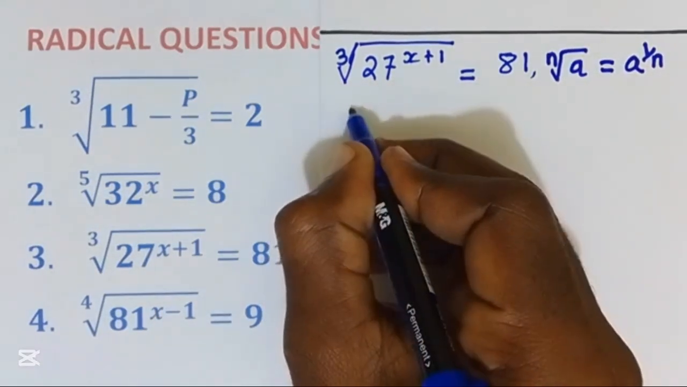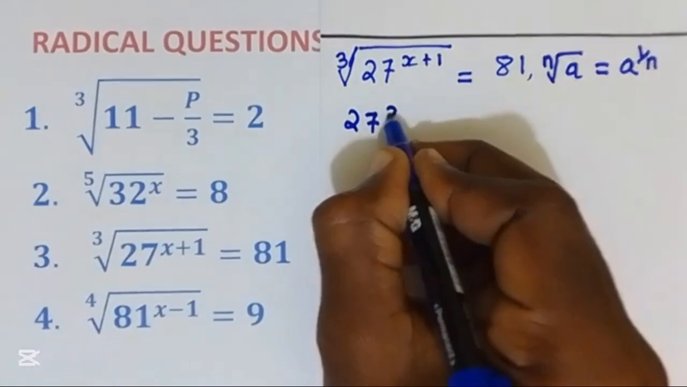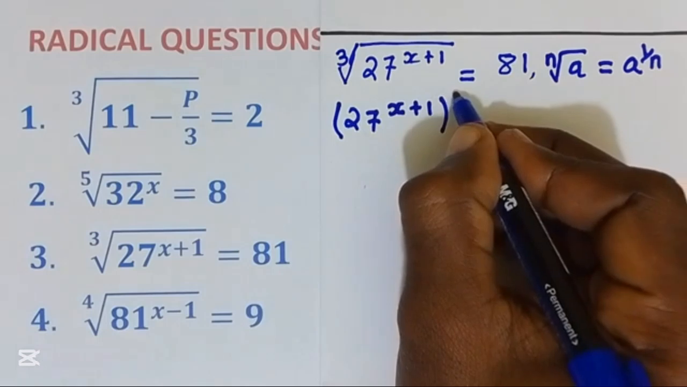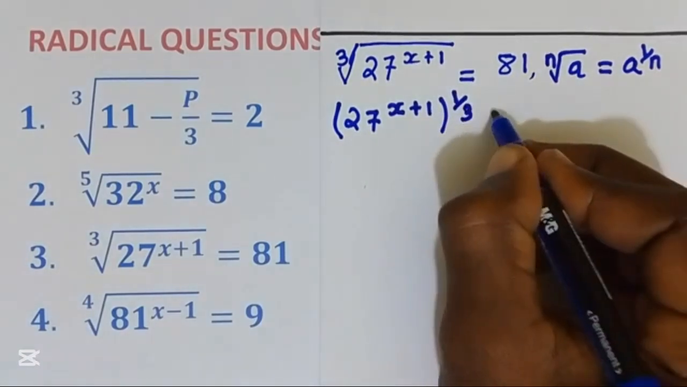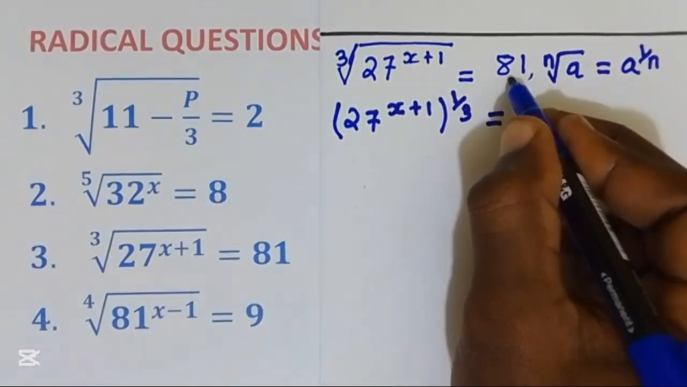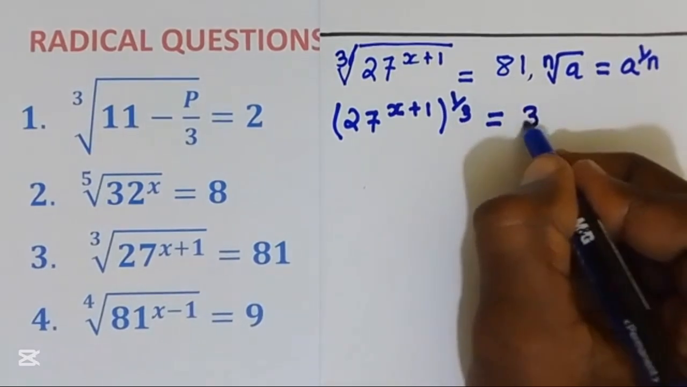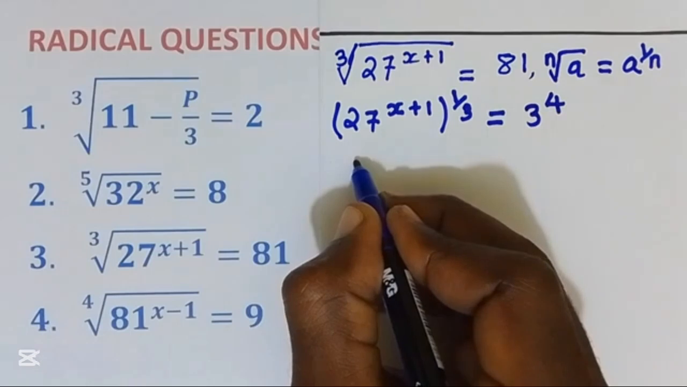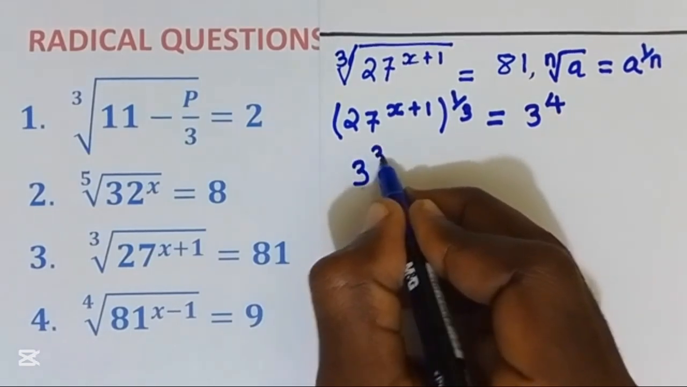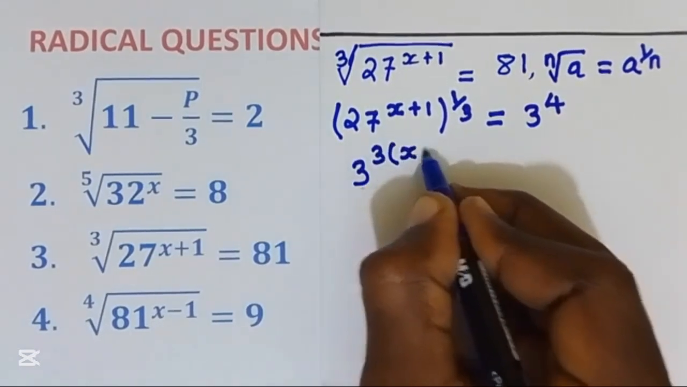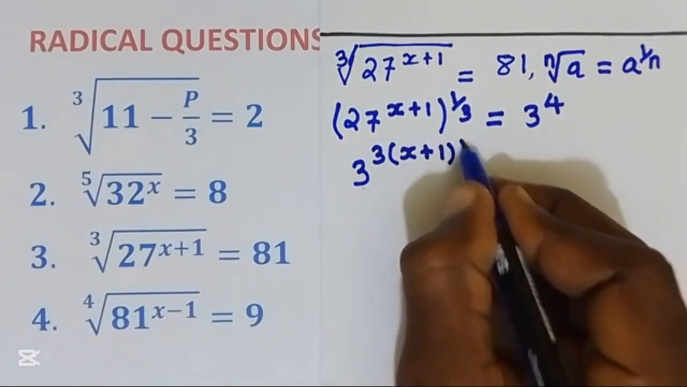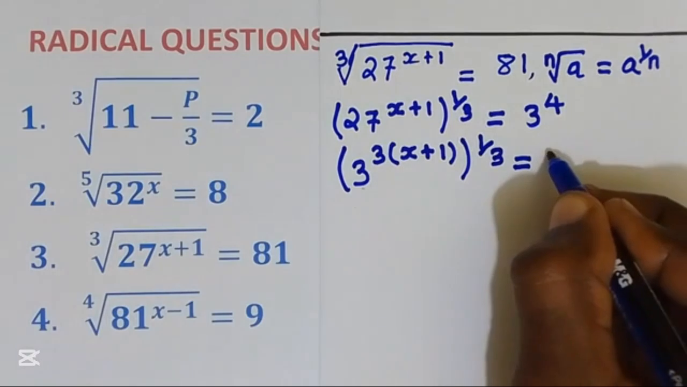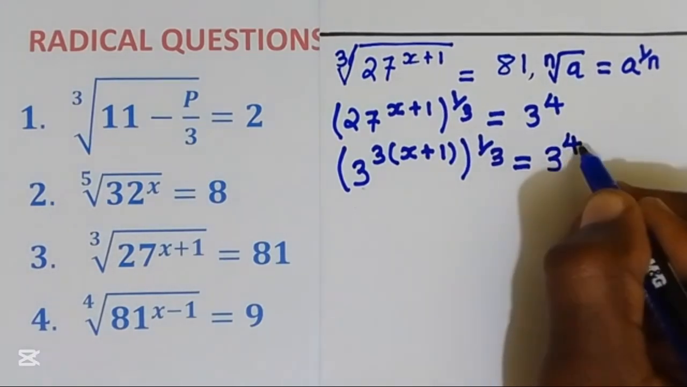That is 27 power x plus 1, all power 1 over 3. This is equal to 81, which is the same as 3 power 4. 27 is the same as 3 power 3. That is 3 power 3 in the bracket, x plus 1, power 1 over 3, equal to 3 power 4.